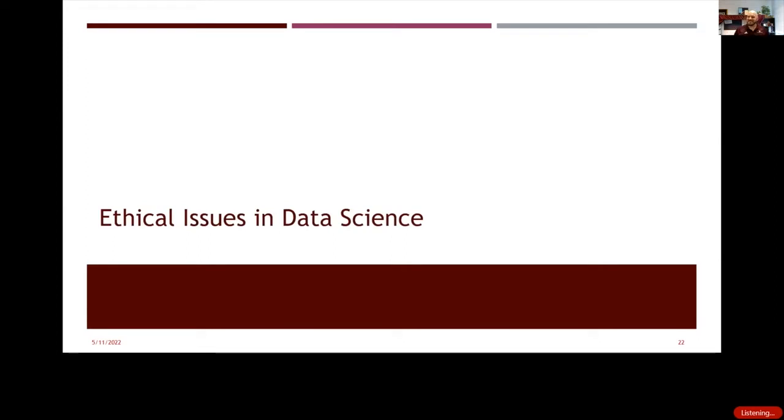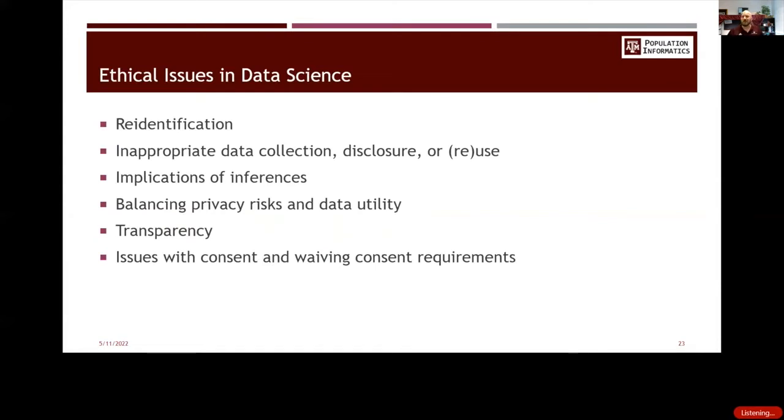All right, next, I want to talk very briefly about a number of different ethical issues that often occur in data science. One of the most important ones is re-identification. One of the reasons we de-identify data is to protect data subjects. We remove their identifiers from their sensitive information as a way to mitigate the risks that they might experience from providing their data for these uses or purposes.